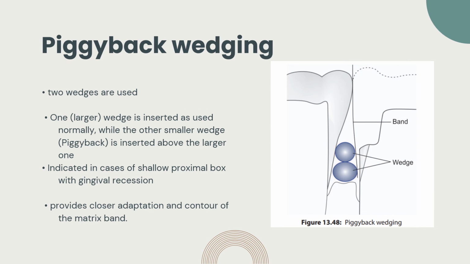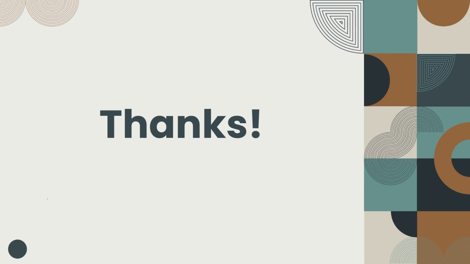Moving on to the piggyback wedging technique, here also two wedges are used, where one larger wedge is inserted as normal while the other smaller wedge is inserted above the larger one. They are indicated in cases where there is a shallow proximal box with a gingival recession, so that it provides a closer adaptation and contour to the matrix band. Thank you.